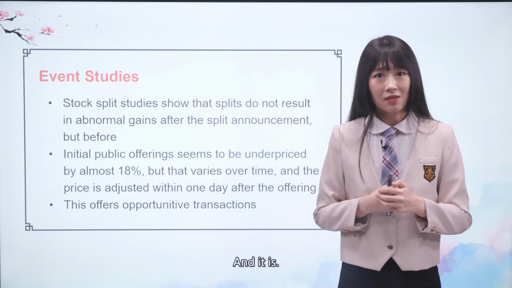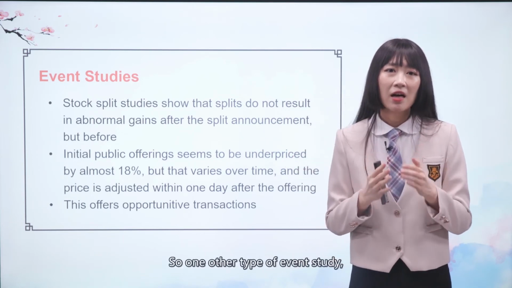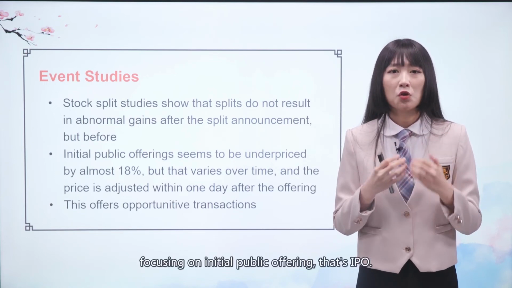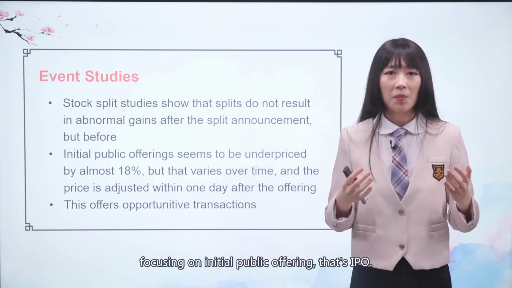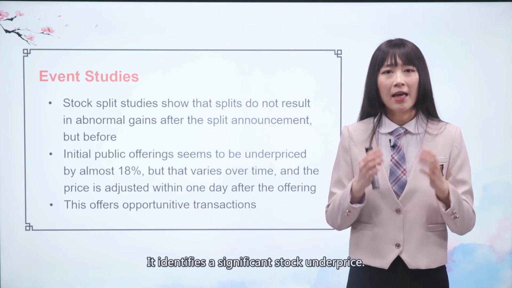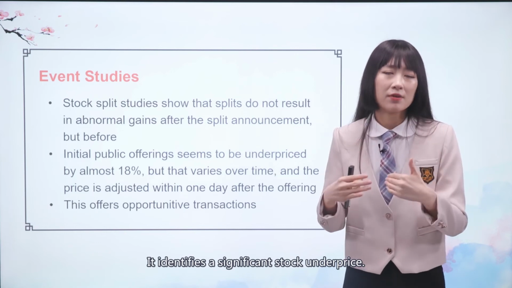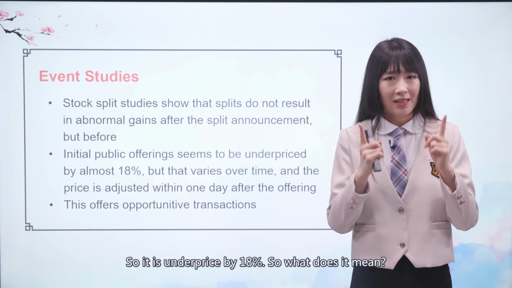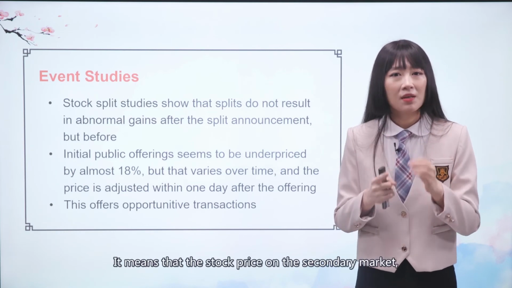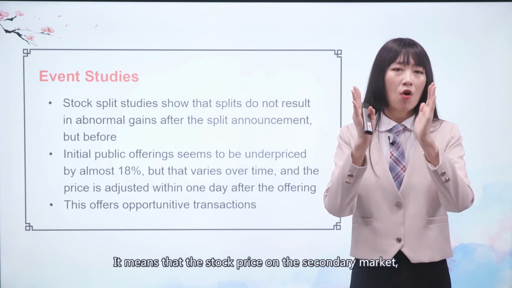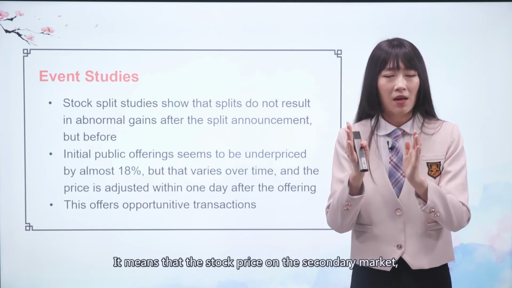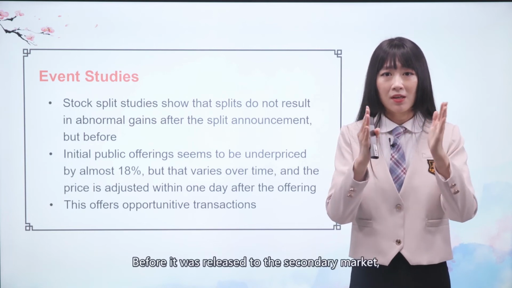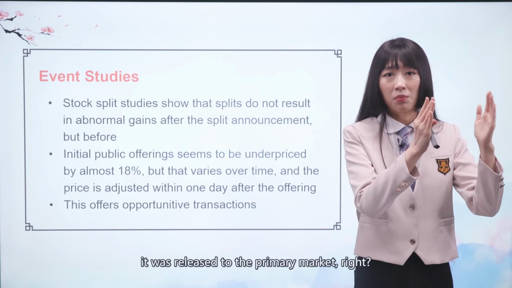And it does. The other type of event study focuses on initial public offerings, that's IPO. It identifies significant stock underpricing. It is underpriced by 18%. So what does it mean? It means that, let's say, the stock price on the secondary market is $1. Before it was released to the secondary market, it was released to the primary market, right?